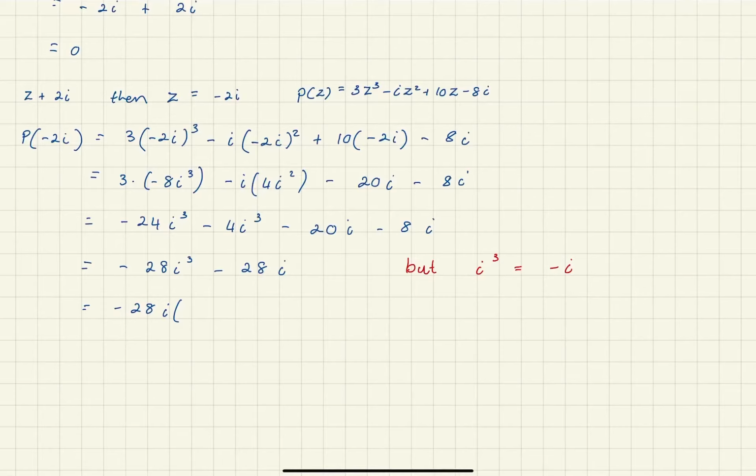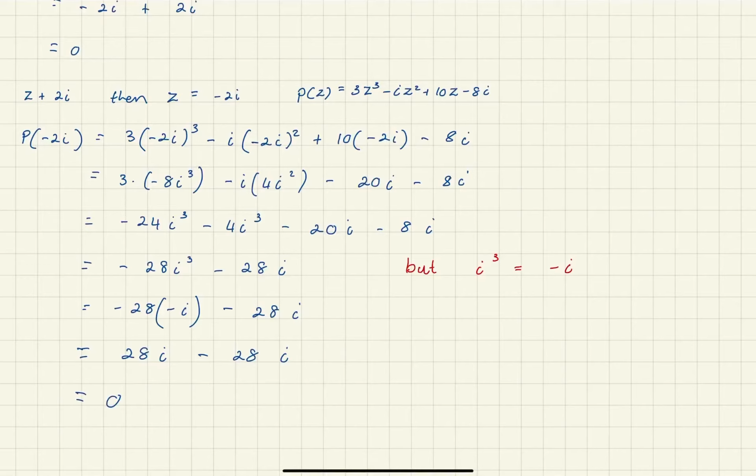Write it like this. So we're going to change this where we've got this negative i cubed, we're going to substitute it for negative i. Hope that makes sense. Because i cubed is negative i, right? And just follow down with the rest of it, 28i. So what is negative 28 times negative i? This is just positive 28i minus 28i, and that is equal to 0.